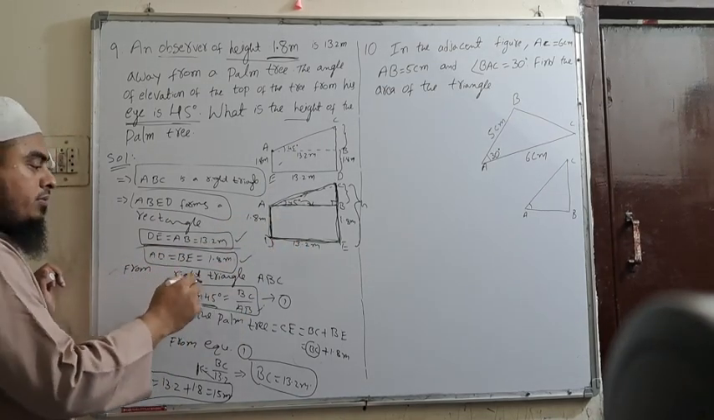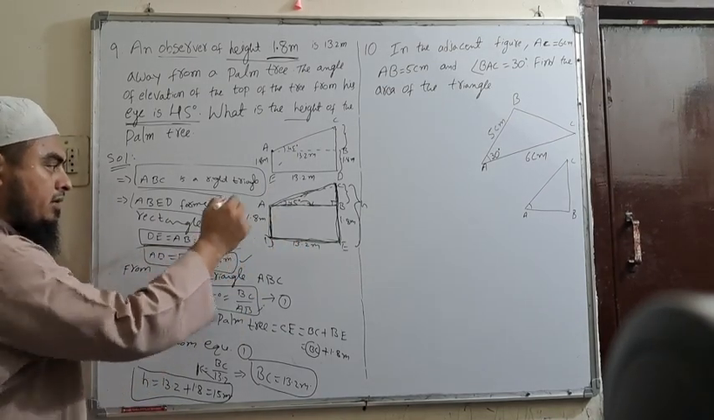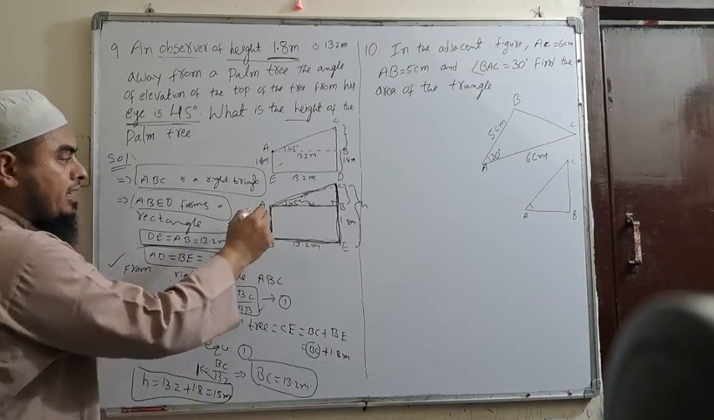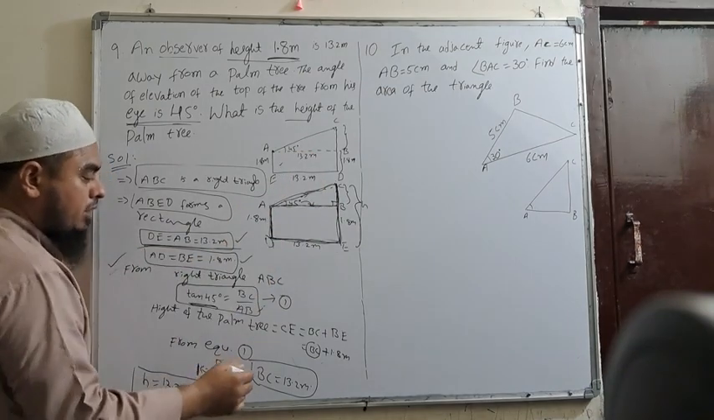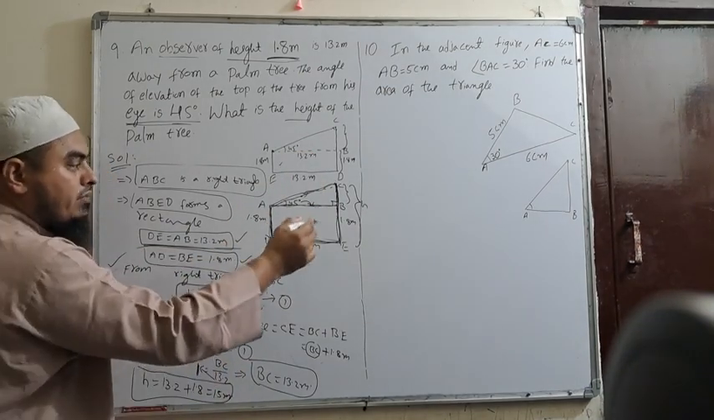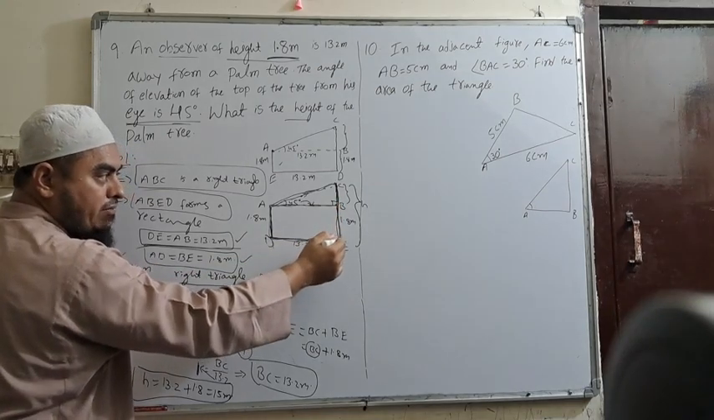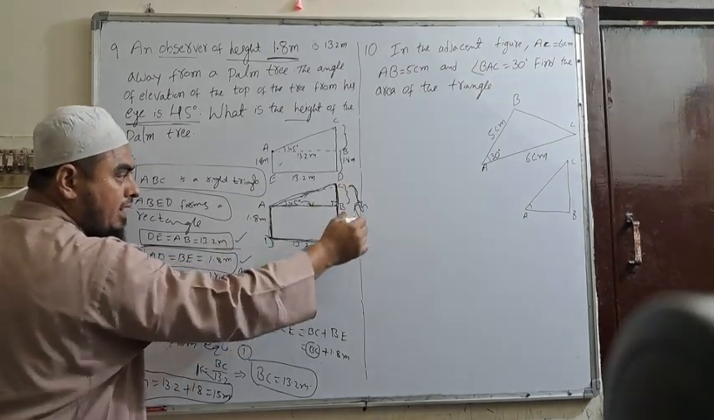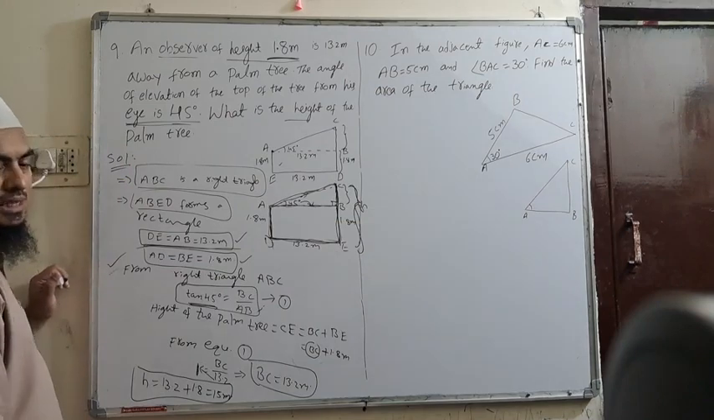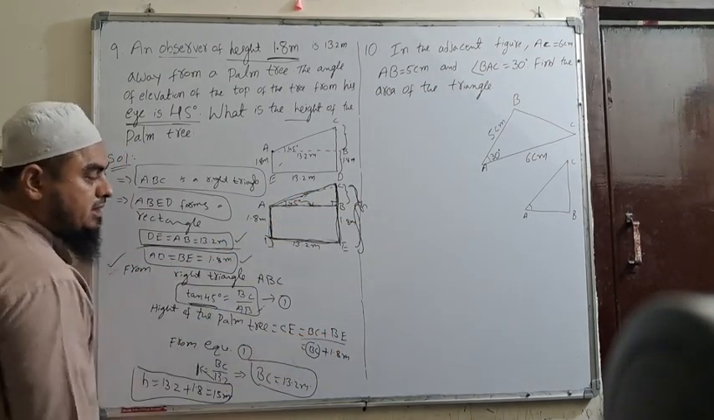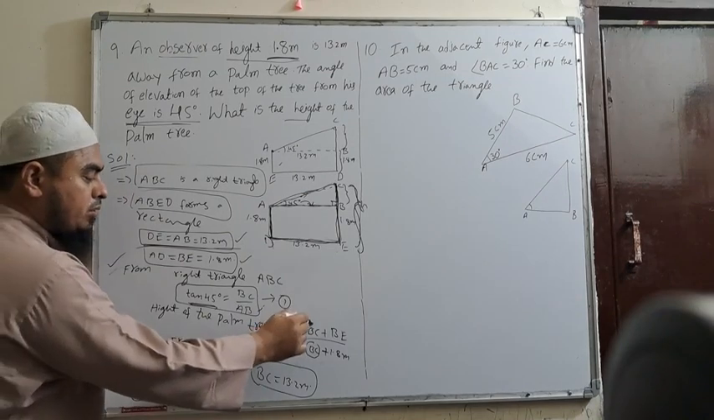Okay. From now, after writing using the properties of a rectangle, we are considering a right angle triangle ABC. In that, what we have to find is BC only, because BE is already given and they are asking to find the height of the tree, that is EC. So EC is nothing but BC plus BE. BC we need to calculate.